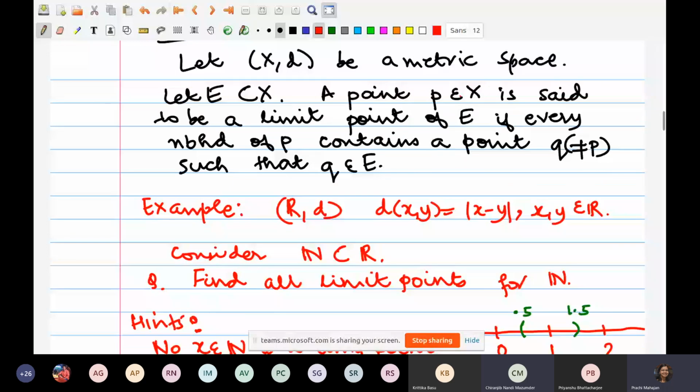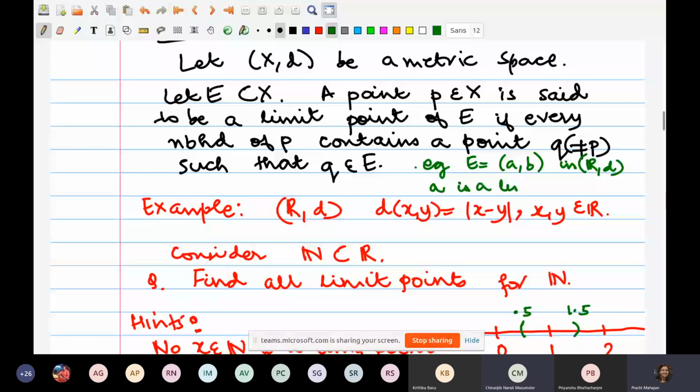So, for example, let me write it down. Last time we saw this example. We took E as the open interval (a, b), and we showed, in the Euclidean metric, R^d, which is the Euclidean metric in this case, that the endpoint, which is not in the set E, is a limit point of E.